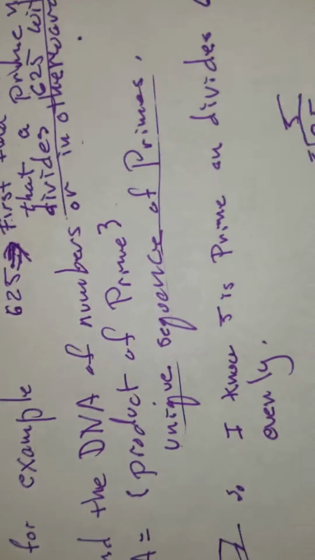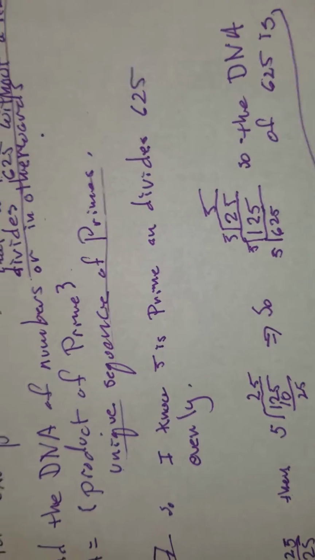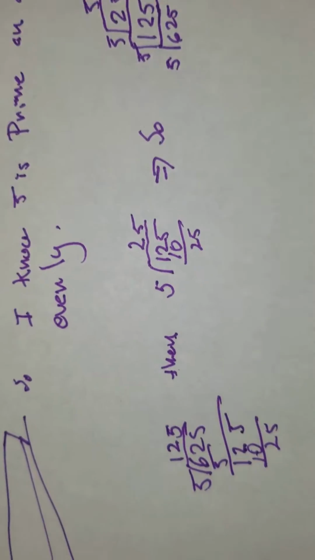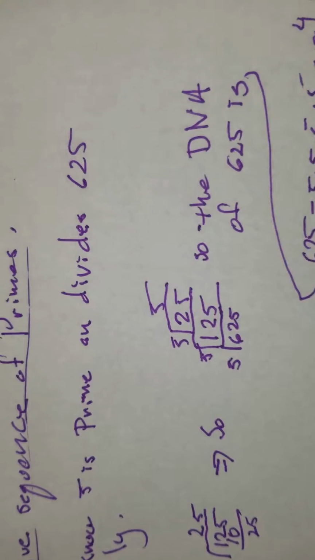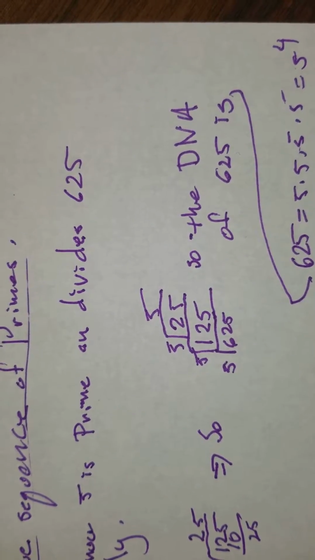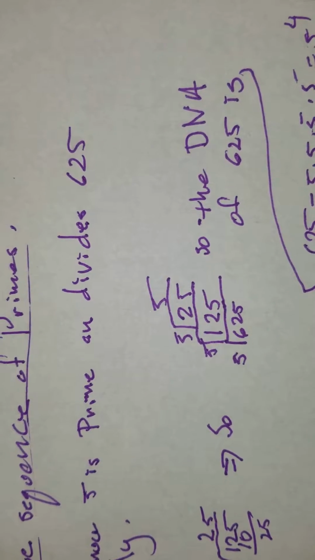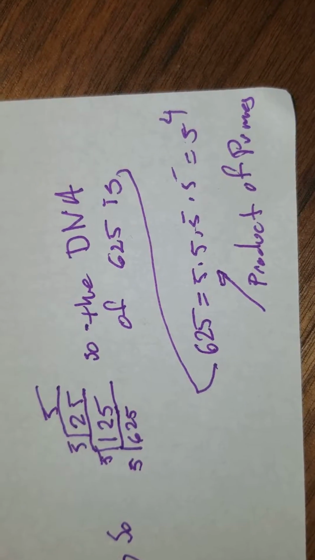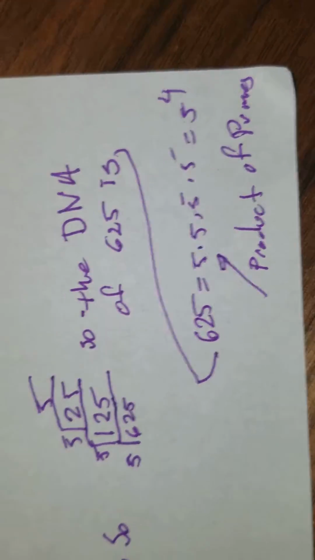So let's take a look over here. We know that 5 is a prime number, and you know it's going to go into 625 because it ends with 5. So that means you could take 625, divide by 5, that's 125, and then take 125, and here I got them stacked. You can see that 5 goes into 625, and 5 goes into 125, then 5 goes into 25, and 5. So the DNA of 625 is going to be equal to 5 times 5 times 5 times 5, which can be written as 5 to the 4th, but it really doesn't matter. So it's the product of primes.